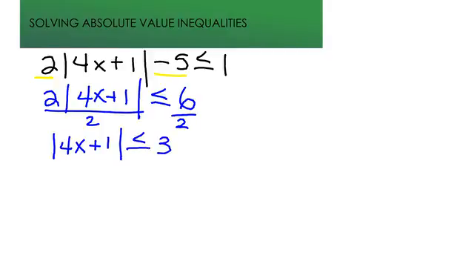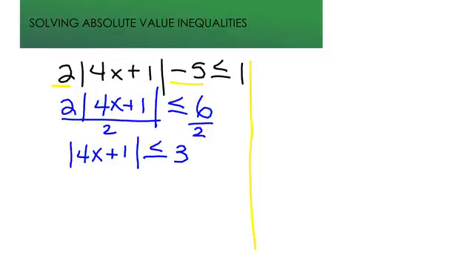All right, so let's do this. Let's split up into our positive and negative sides. Let's set it up with 4x plus 1 is less than or equal to 3. And then we'll do 4x plus 1. Now, this is the negative. So when you have the negative, you flip the inequality.